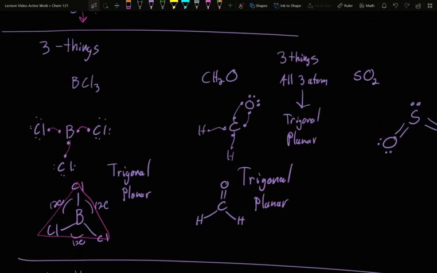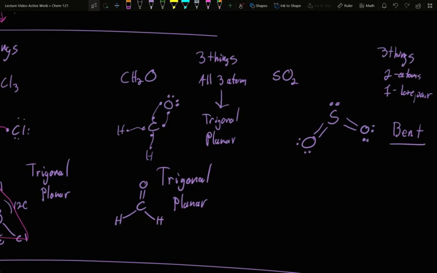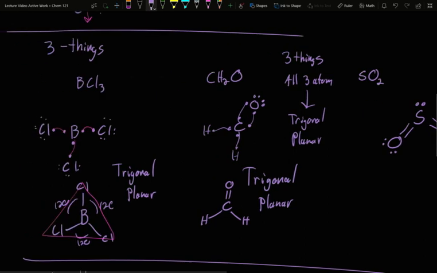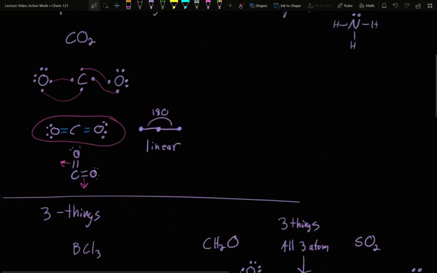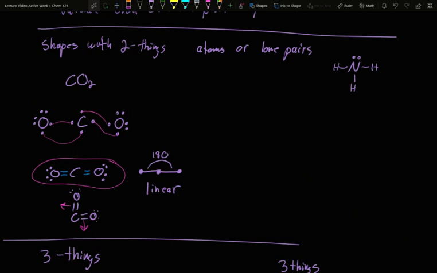Our 3-thing options, well, if all 3 things were atoms, we were trigonal planar. However, if 2 of our things were atoms and 1 was a lone pair, we were bent. And when it came to 2 things, well, the only option here was that there were 2 atoms. And so 2 things, both being atoms, is linear.